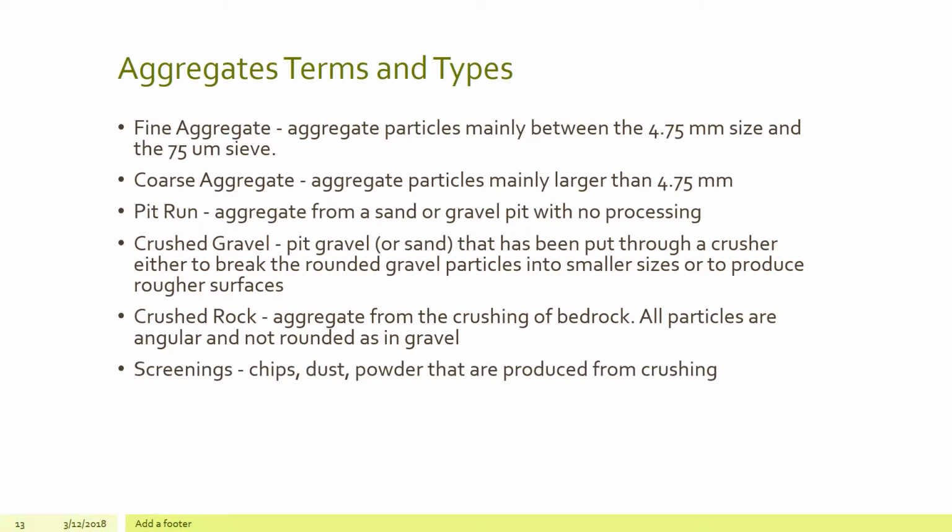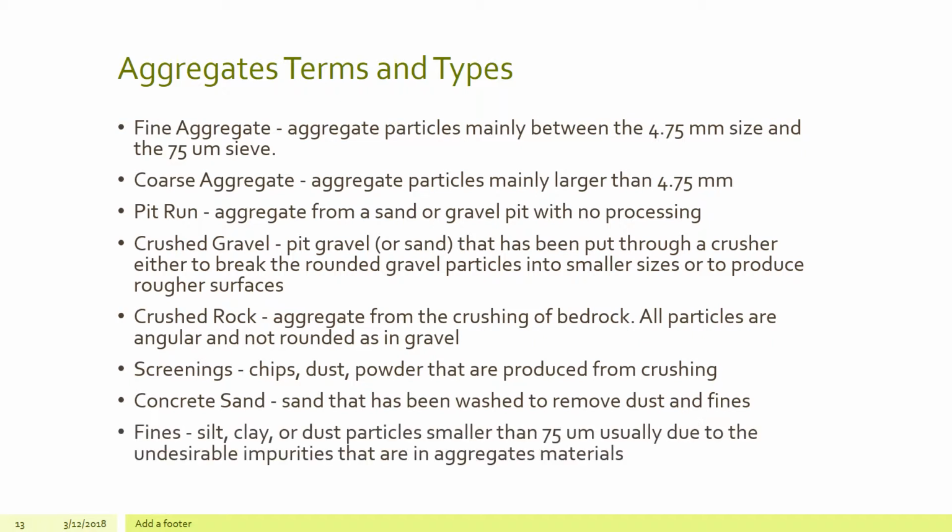Screening, we get chips, dust, powder that are produced from the crushing process that we have. We get concrete sands, sand that has been washed and removed dust and fines that we may have. And of course, we get the fines, silt, clay or dust particles smaller than that 75 micrometer or number 200 sieve size, usually due to the undesirable impurities that are in the aggregate materials that we have.